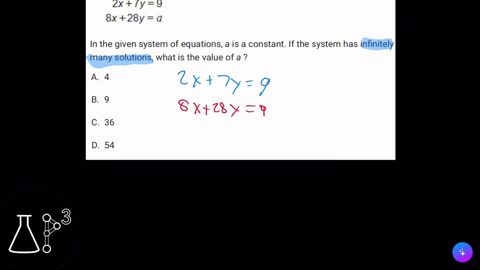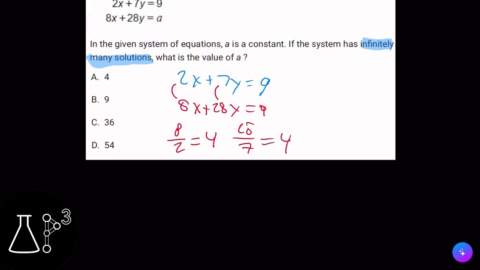Let's see the x and the y values. We see 2 goes to 8, and we see that 7 converts to 28. So let's see what number multiplies to cause 8x for the x value, and 28y for the y value. Let's do 8 divided by 2 and 28 divided by 7 to figure it out. 8 divided by 2 equals 4, and 28 divided by 7 equals 4.